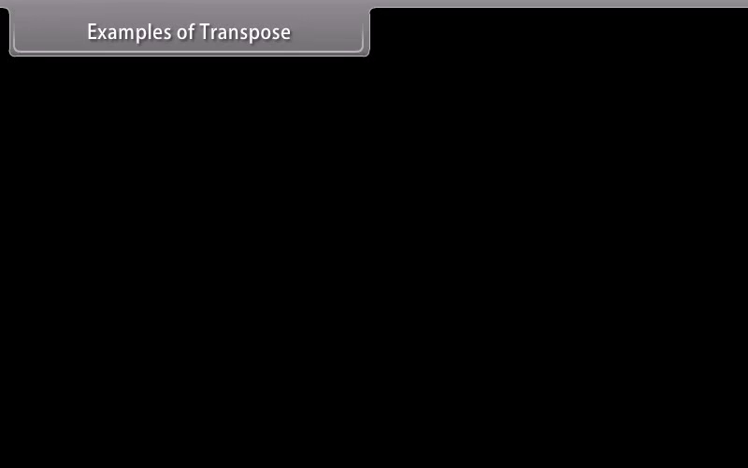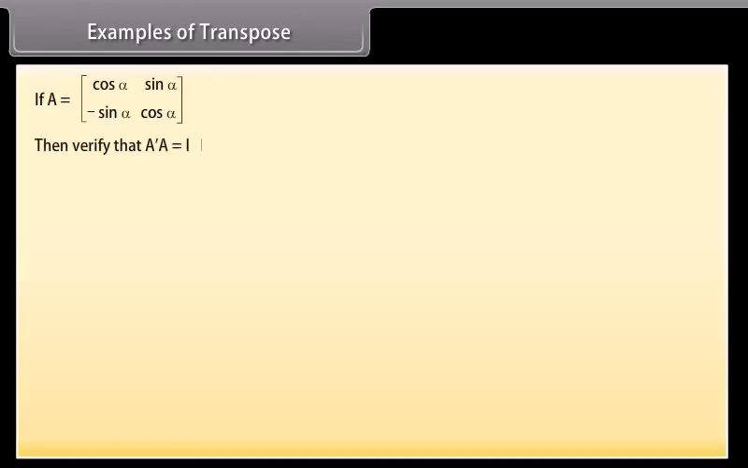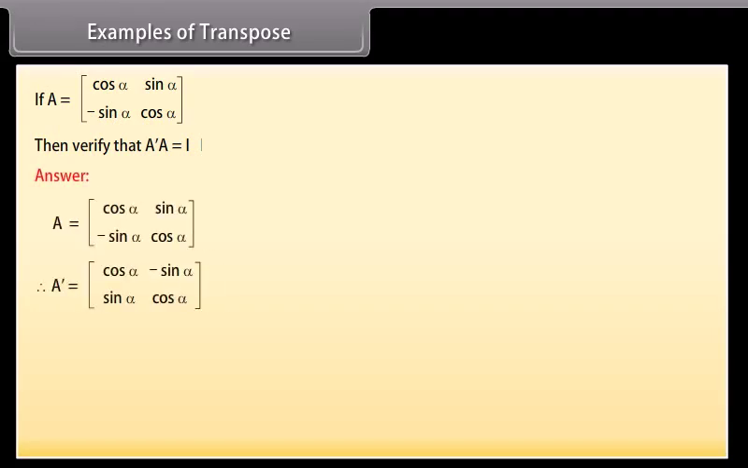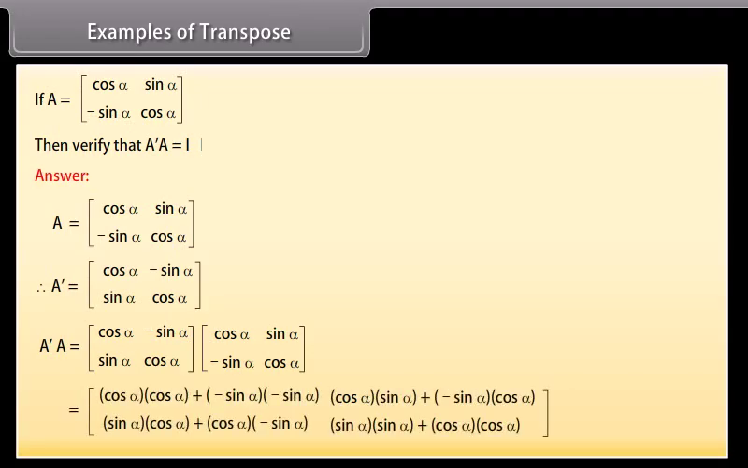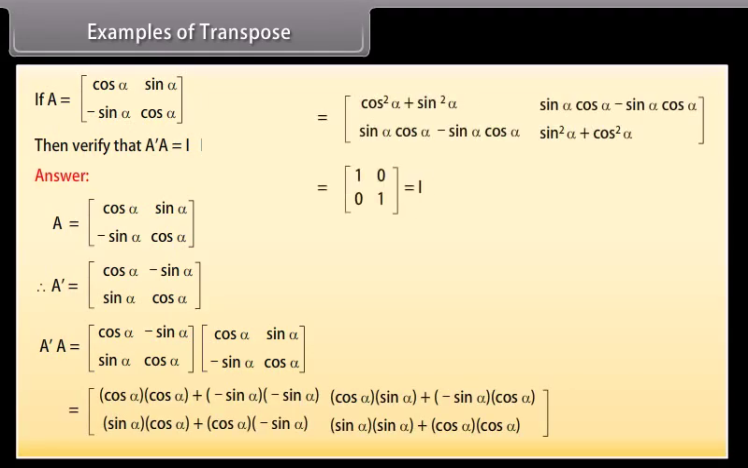Examples of transpose. If A is given, then verify that transpose of matrix A into matrix A is identity matrix. A is given. Therefore, its transpose A dash is matrix row-wise, first row cos alpha, minus sin alpha, second row sin alpha, cos alpha. Multiplying A transpose and A and solving, we get A transpose A is equal to identity matrix, hence verified.